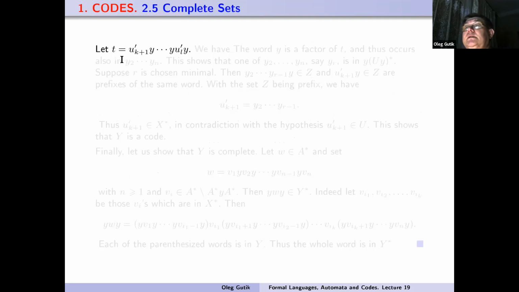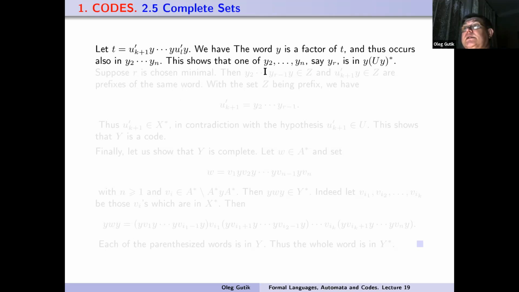Let t be the word u prime k plus 1 y, and so on, u prime l y. We have that the word y is a factor of t and thus occurs also in the word y2 and so on yn. This shows that one of the words y2, and so on, yn, say yr, is in the set Y multiply U capital Y star.